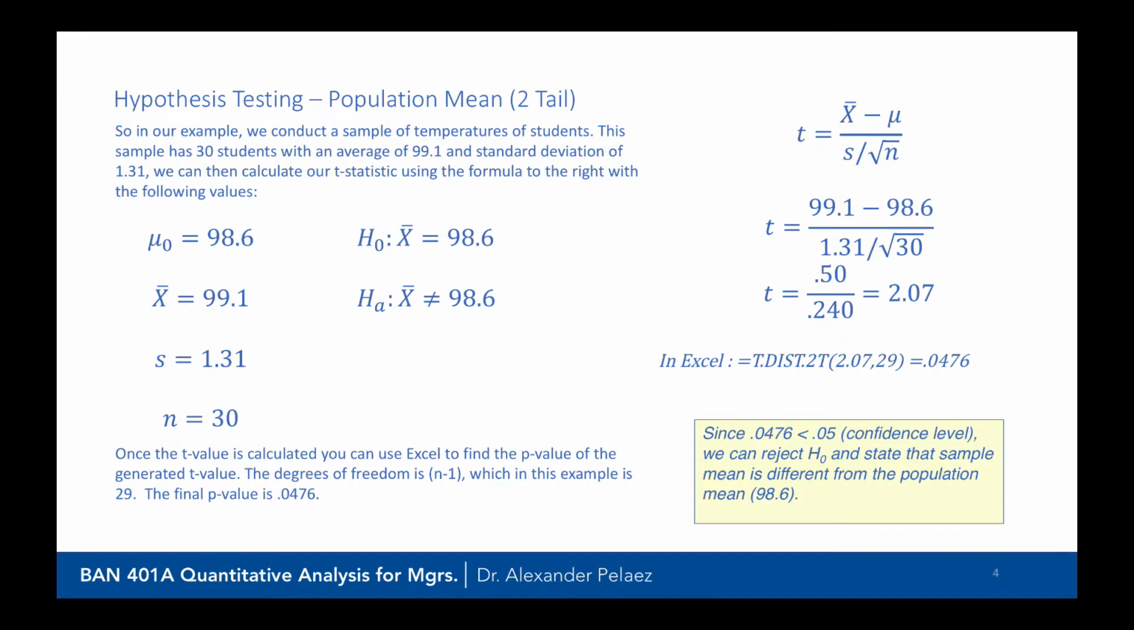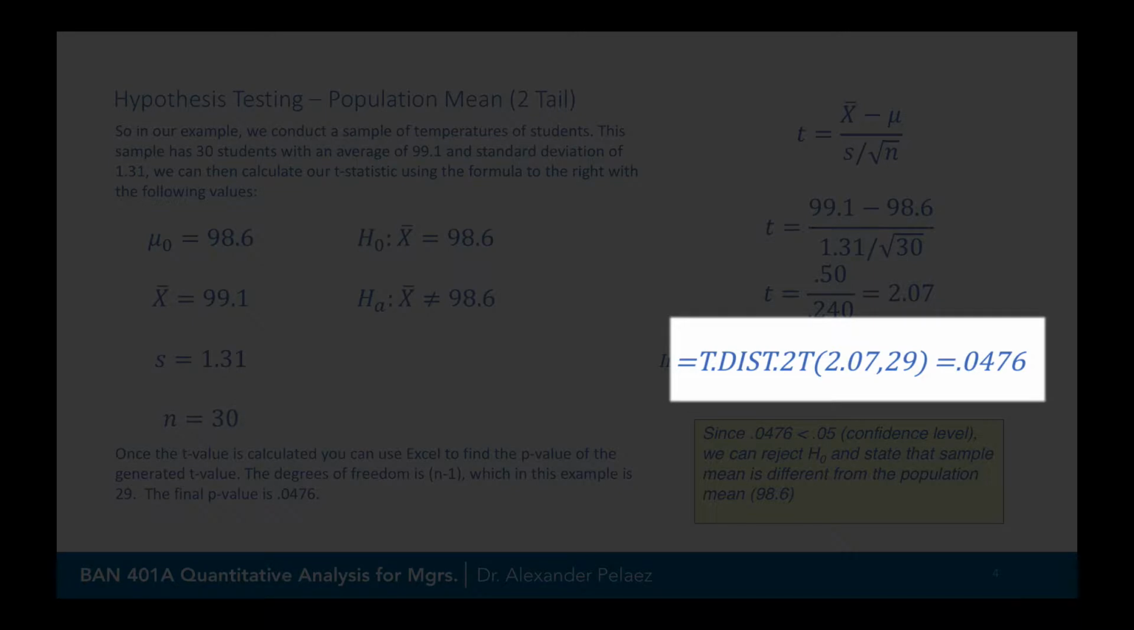What we'll do is put this into Excel. Now remember, because this is a t-statistic, we're going to be using the t distribution, T.DIST.2T, because this is a two-tailed distribution. Again, the equal sign means we're looking for things on the left or on the right of the mean, so that's going to give us a two-tailed distribution. We put in our 2.07 from the t-statistic, and 29 refers to the degrees of freedom. Recall that the degrees of freedom is equal to n minus 1, the number of observations minus 1. When we do that, we get a p-value of 0.0476.